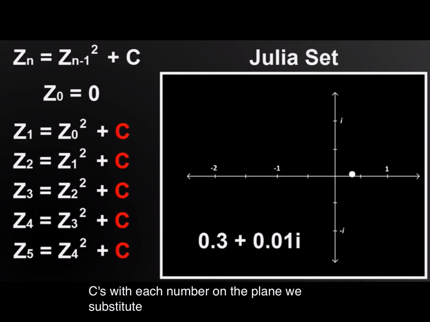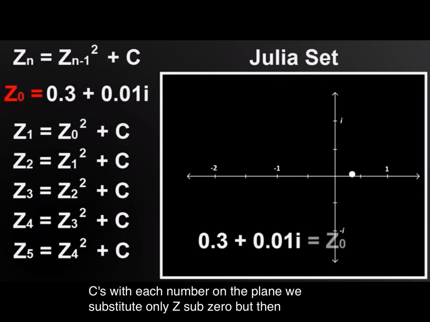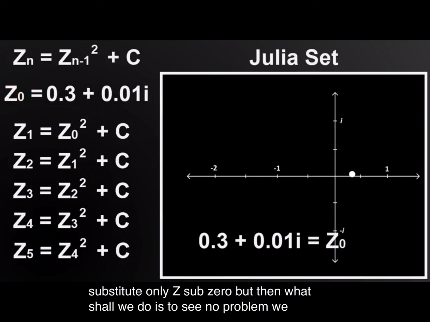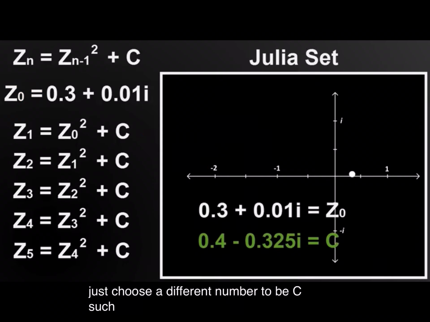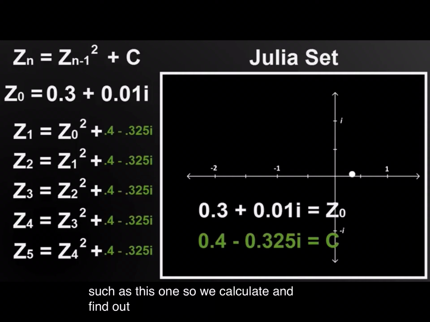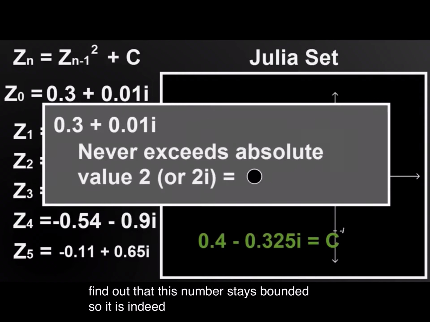number on the plane, we substitute only z sub 0. But then what shall we do with this c? No problem. We can just choose a different number to be c, such as this one. So we calculate and find out that this number stays bounded, so it is indeed in the set.